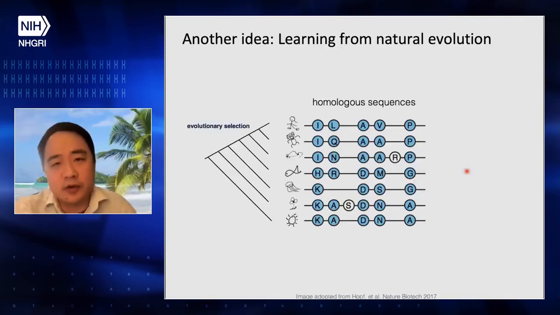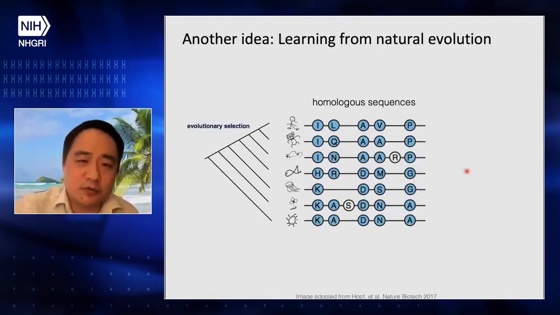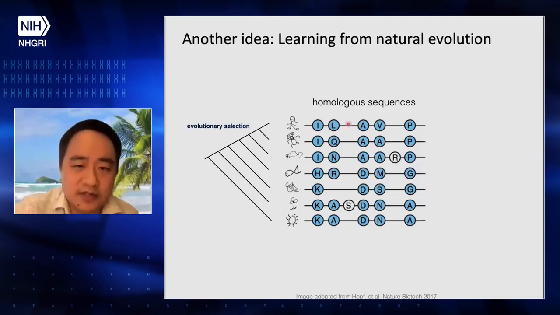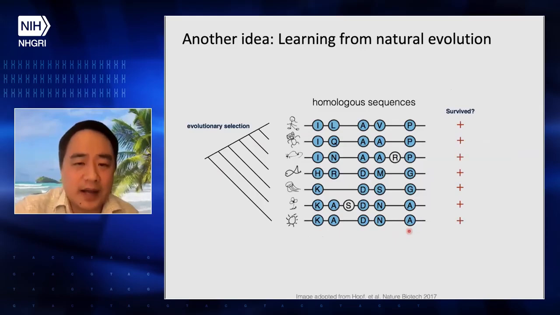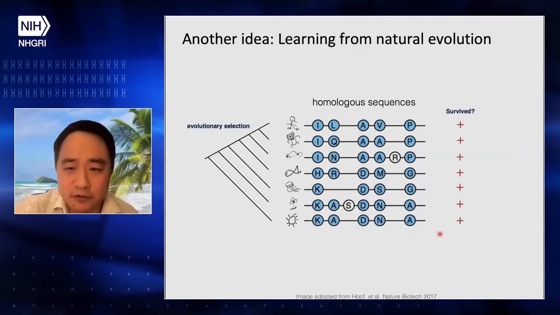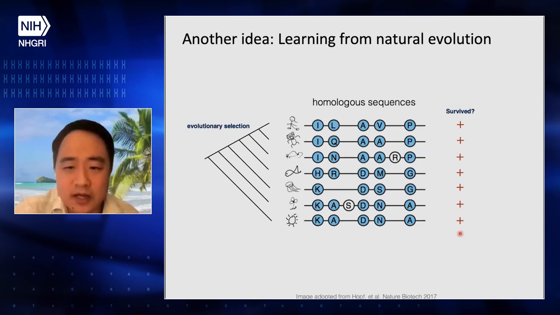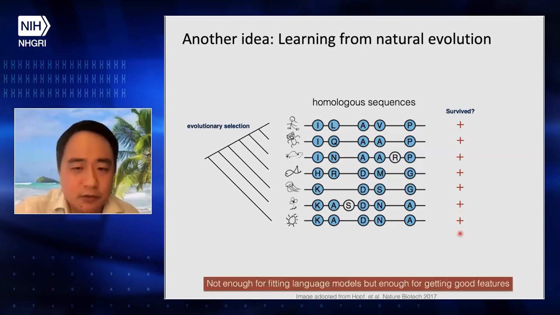Another idea we take is similar to what I showed before, which is that we can learn from evolution. Here we can build the sequence alignment, and we assume that all these sequences have some native function, and they have passed the selection step during evolution. So we can treat those as weakly labeled data. We know they have survived through evolution, so they can be treated as positive data somehow. These data are not a lot, so we know there are not enough to train very complex deep learning models, but they're good enough to extract good features.